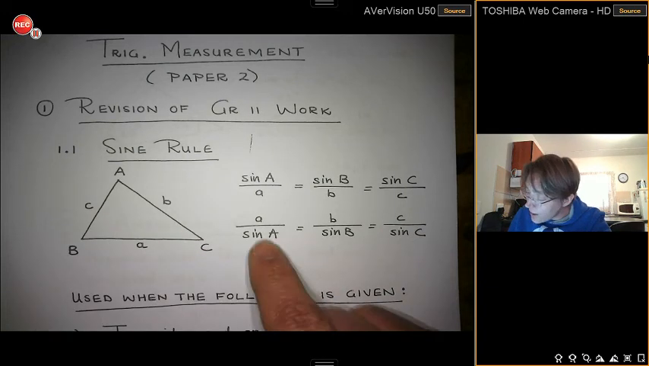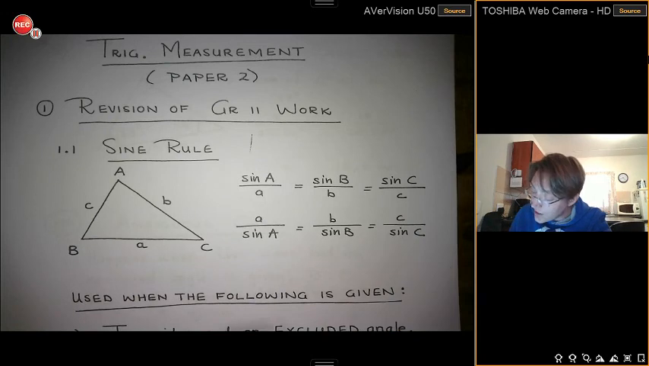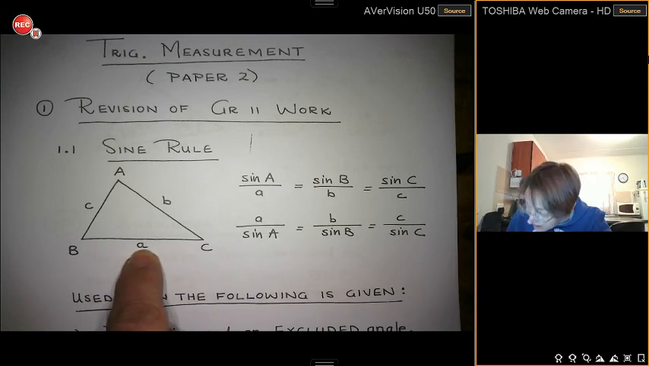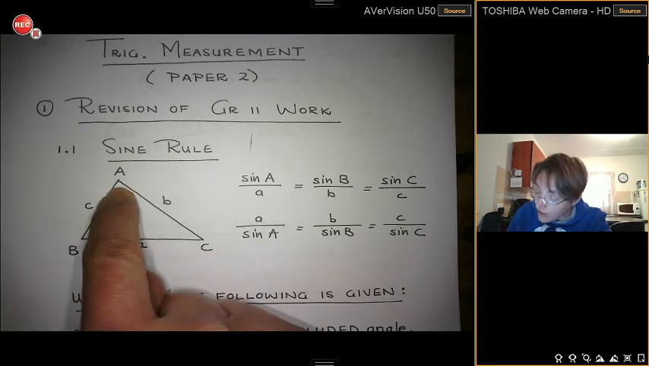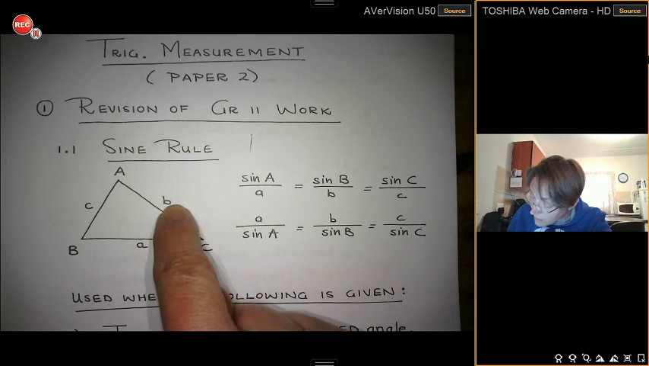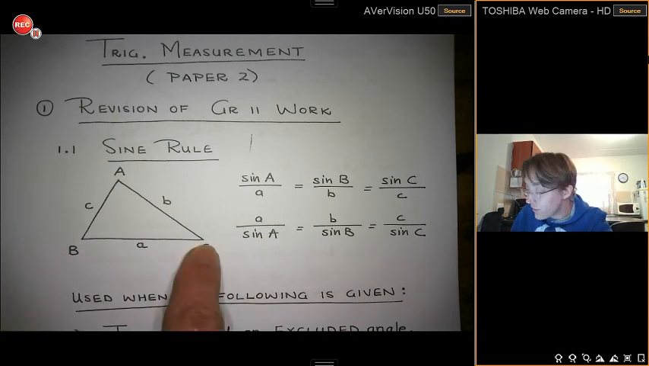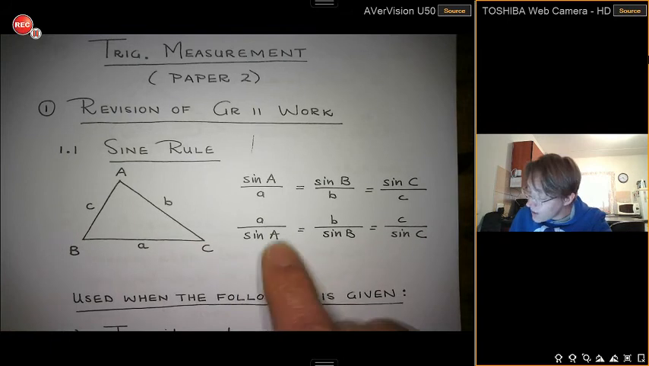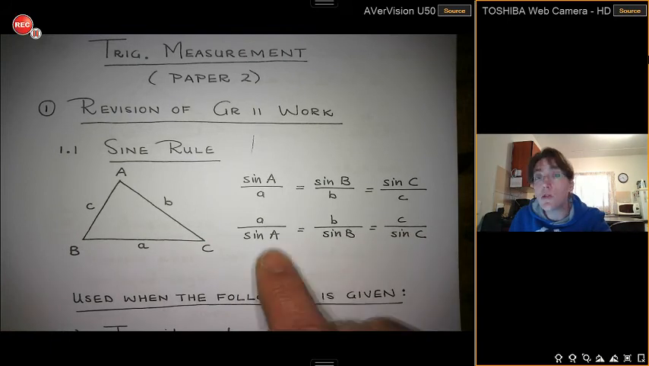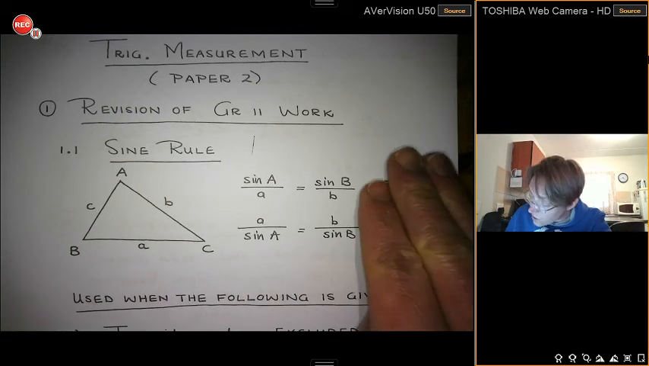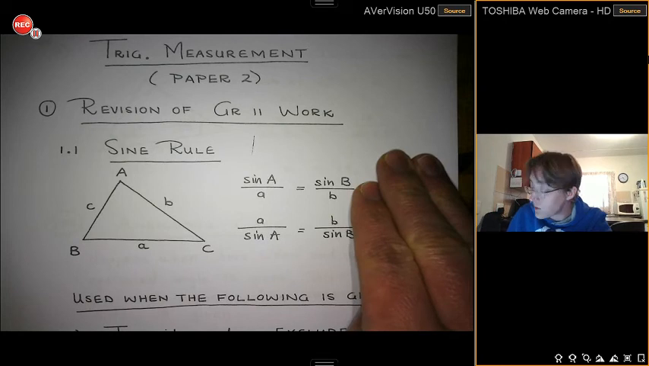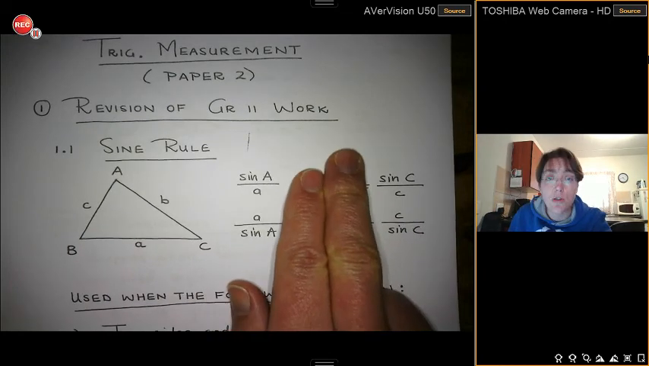And you can write the reciprocals. So in other words, you can say the side A over the sine of angle A is equal to the side B over the sine of angle B is equal to the side C over the sine of angle C. Now, we never use all 3 of those ratios, we just use 2 at a time. So we might use those 2 to solve an equation.